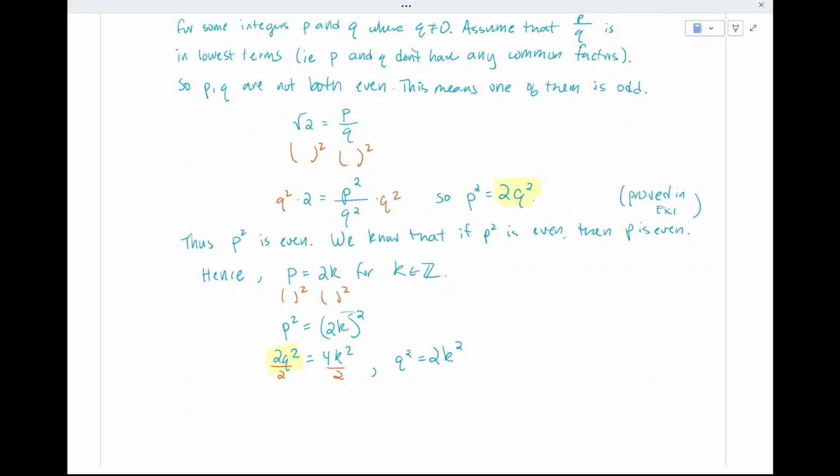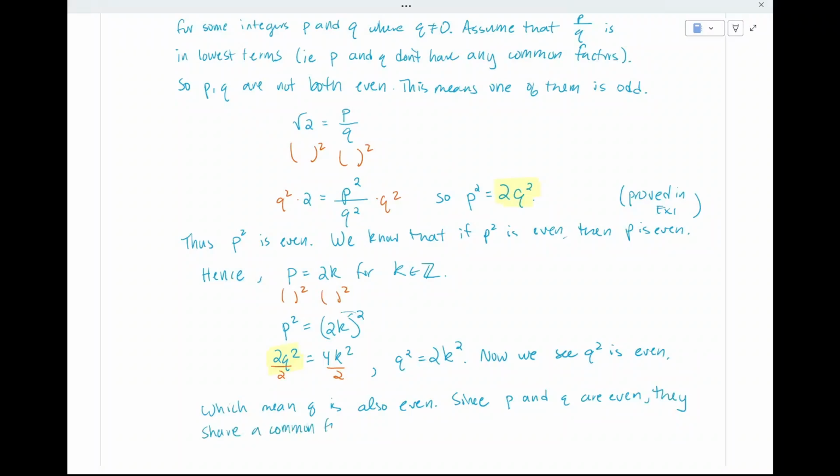Well, this means that Q squared is also even. Now we see Q squared is even, which means Q is also even. This is a contradiction. Since P and Q are even, they share a common factor, and P over Q is not in lowest terms.